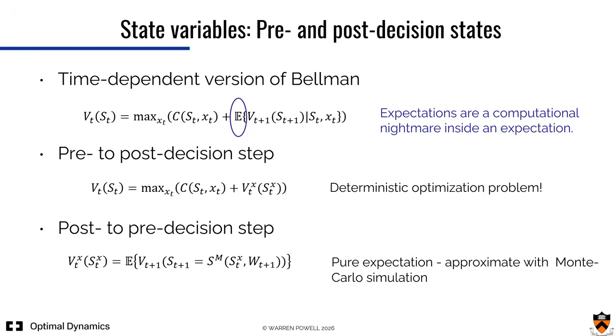Now, here's my time-dependent version of Bellman. V_t plus 1 is the max over x of your cost or reward function there, plus the expectation of the value function.